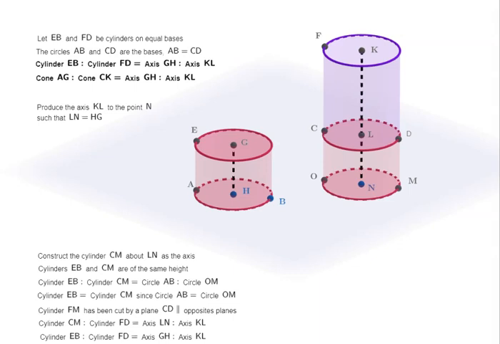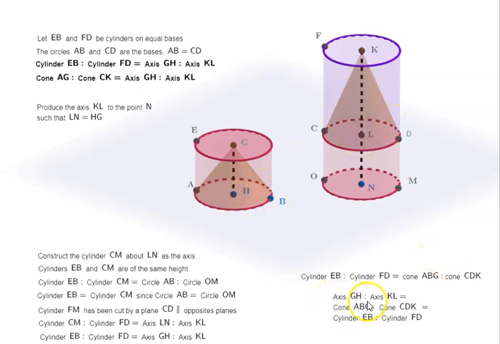Now, as far as the cones are concerned, it is pretty straightforward. Why? Because we know that a cone is 1/3 of the cylinder. So let's draw the cones first. So we have a cone and we have a cone. And we know cylinder EB is to cylinder FD as cone ABG is to cone CDK. So axis GH is to axis KL as cone ABG is to cone CDK, which is as cylinder EB is to cylinder FD.